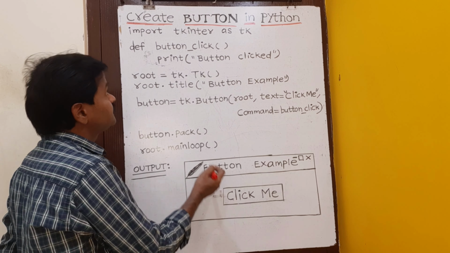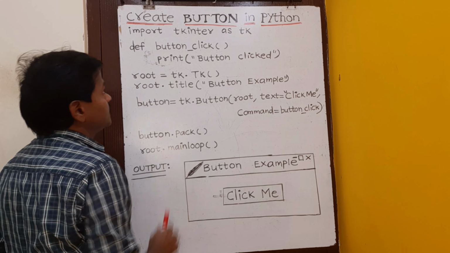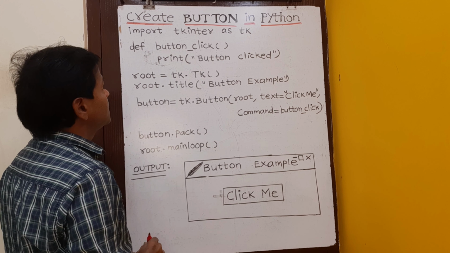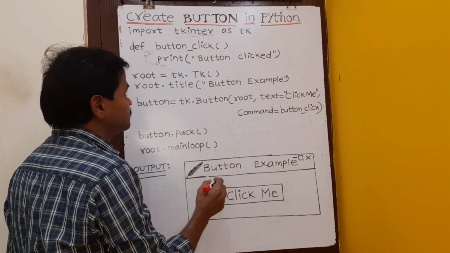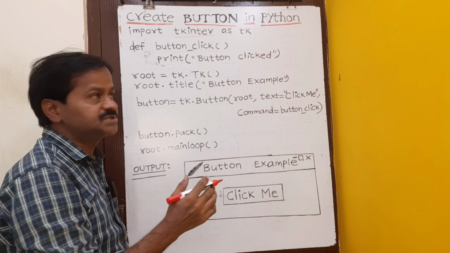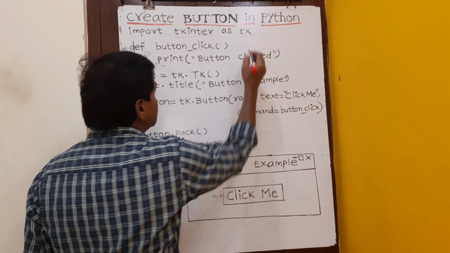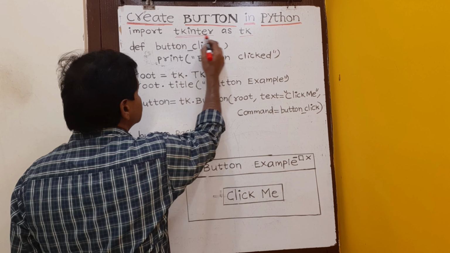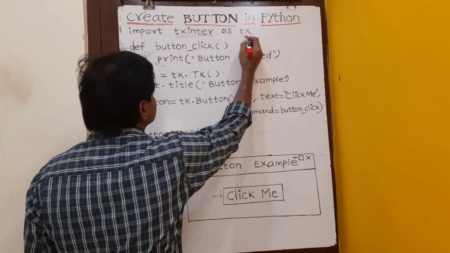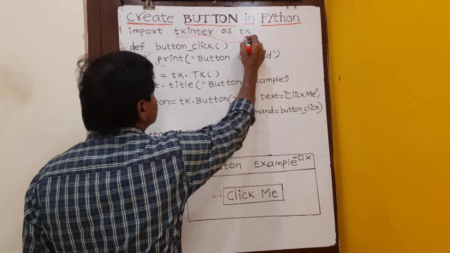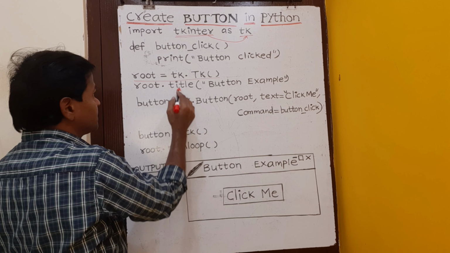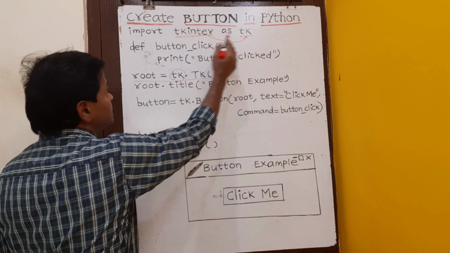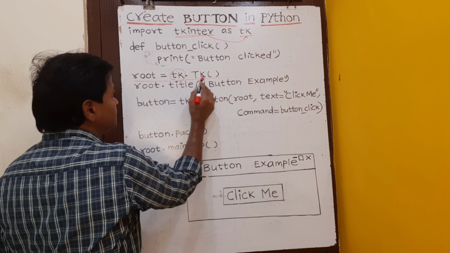Now we are going to see the program. Import tkinter as tk. Here we are importing the tkinter package. A package contains various methods. Here this tk is called an alias name. So instead of tkinter we call it tk. After that, root is tk. Instead of tkinter we use tk. Tkinter, that is the tk method.